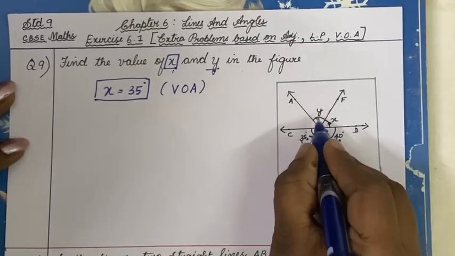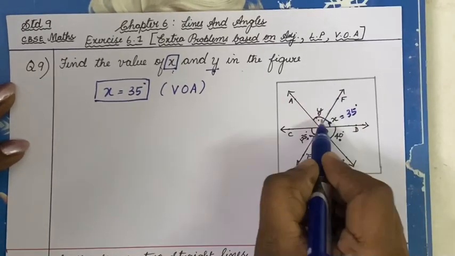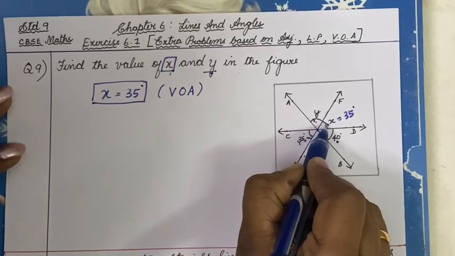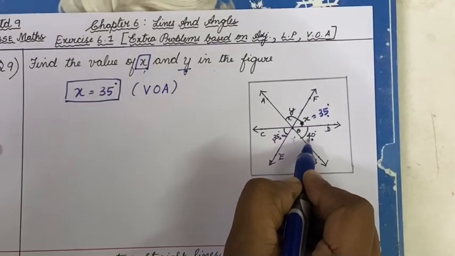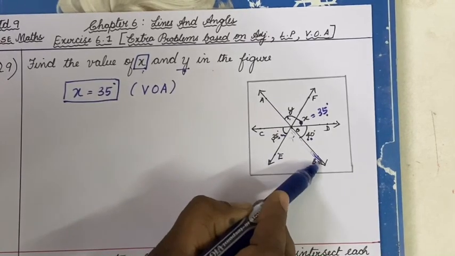Now to find the value of y, I know this is equal to 35 degrees. Now I have to find y. Looking at this as the adjacent angle, the known angle, adjacent to this is the 40 degree known angle. Again I can see a straight line. AB is the straight line.